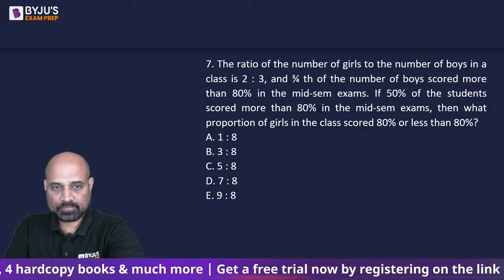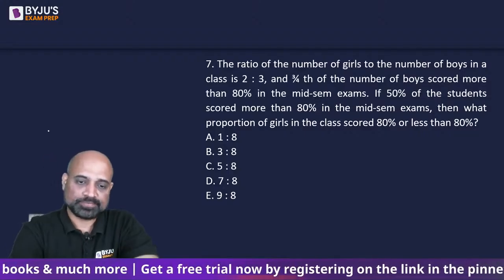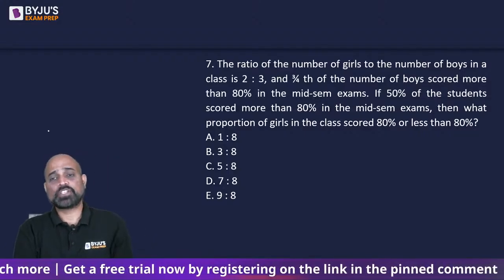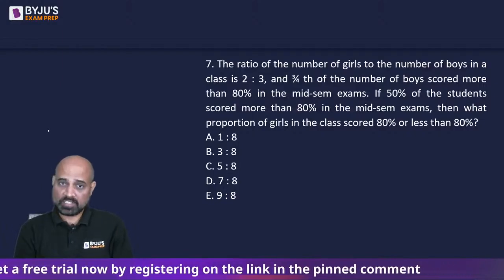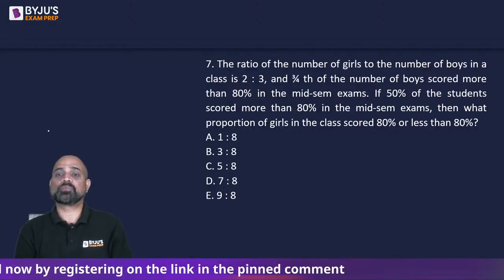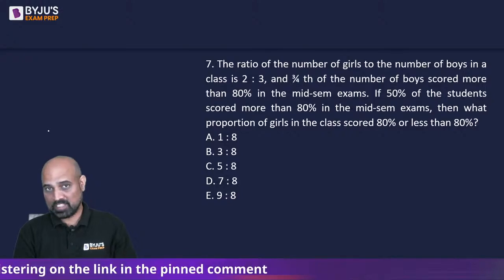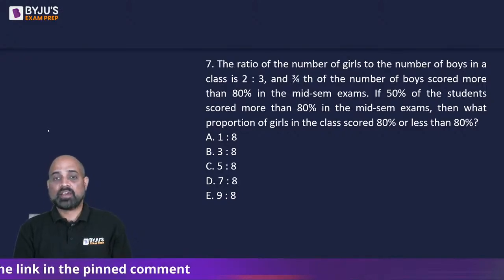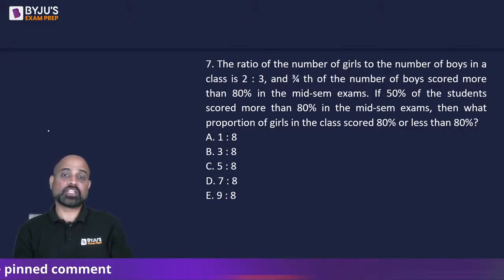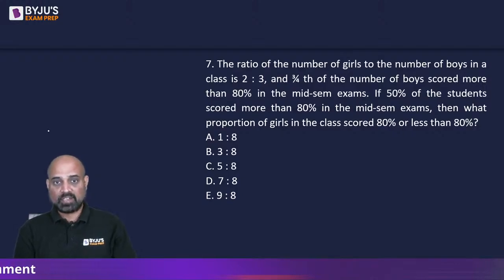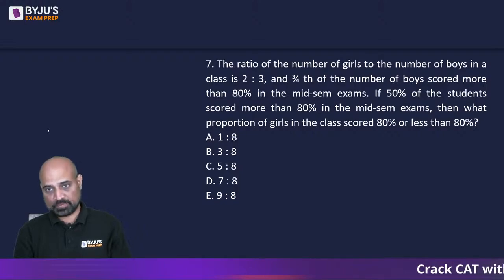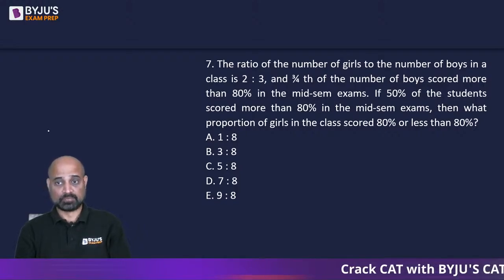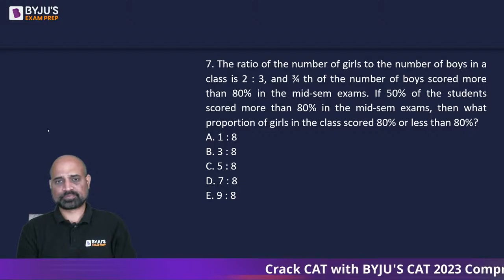Right? Okay. Next question. The ratio of the number of girls to the number of boys in a class is 2:3, and 3/4 of the number of boys scored more than 80% in the mid-sem exams. And if 50% of the students scored more than 80% in the mid-sem exams, then what proportion of girls in the class scored 80% or less than 80%?